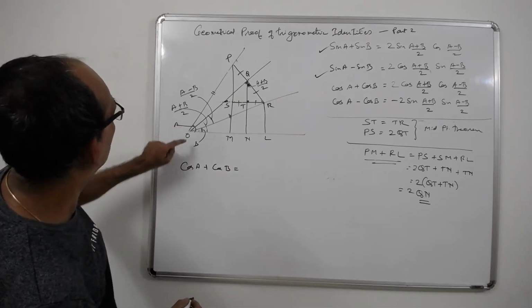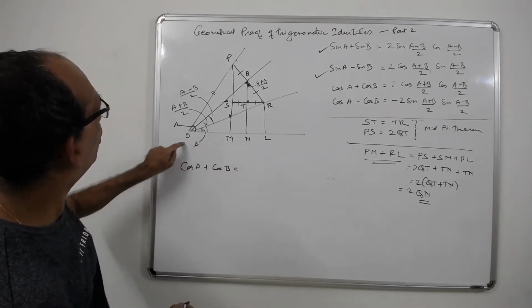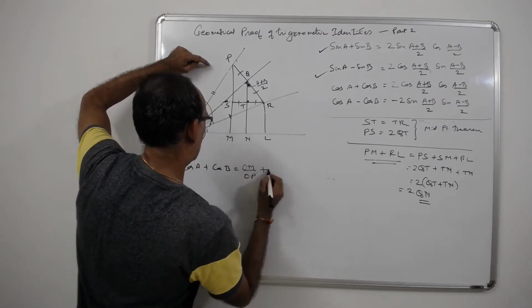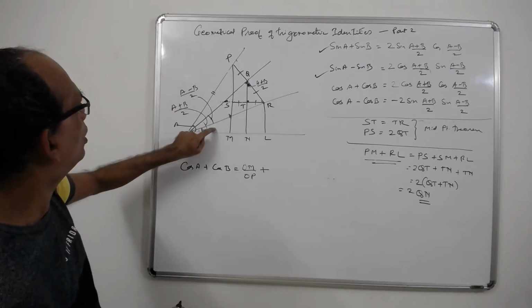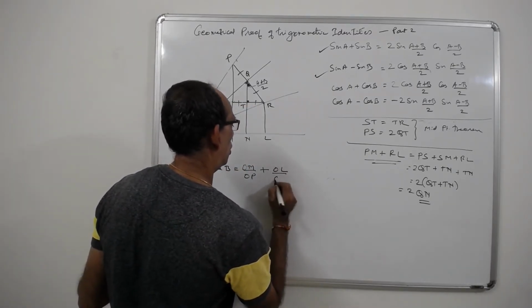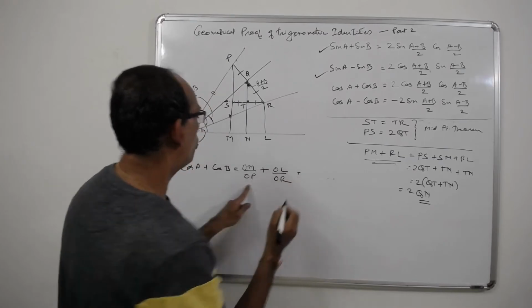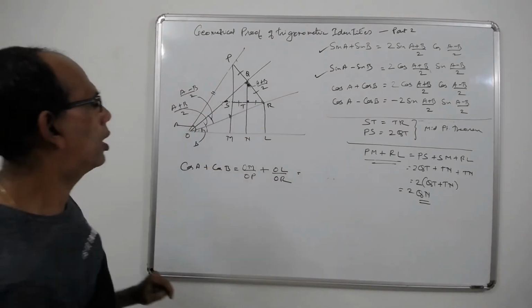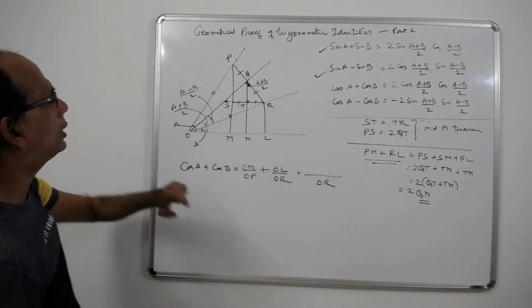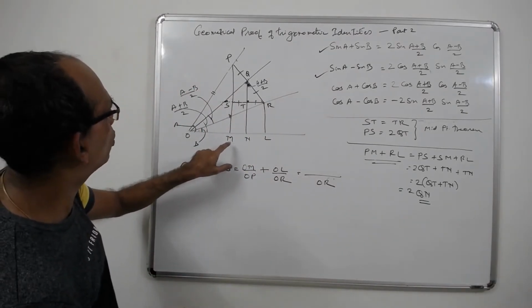We have cos A as OM upon OP, plus cos B. B is here, so OL upon OR. Since OP and OR are the same, I'm keeping it as OR. So that's upon OR. So what is OM plus OL?